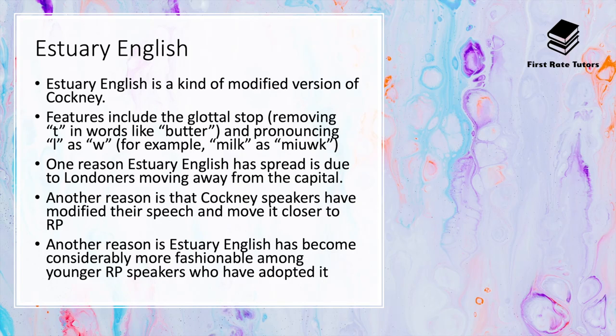Now, to go into some detail, Estuary English is a kind of modified version of Cockney, and features include the glottal stop, so removing T from words like butter to pronounce it as butter, and pronouncing L as W, for example, milk is pronounced as milk. And one reason Estuary English has spread is due to Londoners moving away from the capital. Another reason is that Cockney speakers have modified their speech and softened it more to move it closer to RP. And another reason is Estuary English has become considerably more fashionable, especially among younger RP speakers who have adopted it.